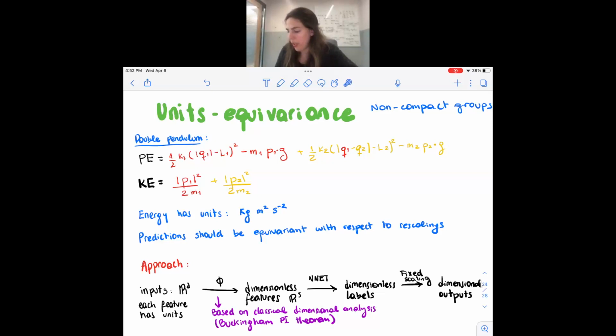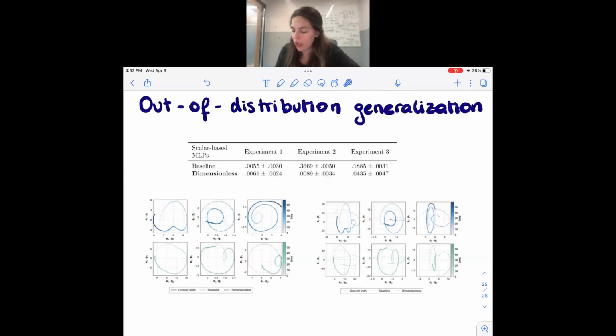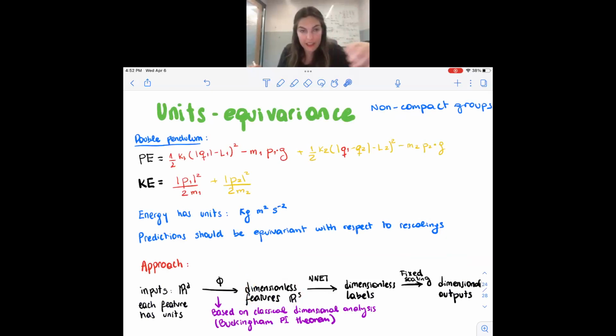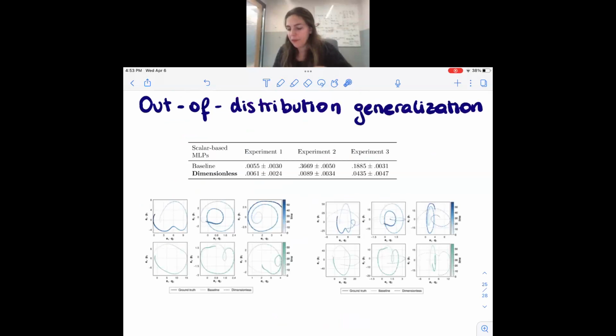we show that even though it may be a little hard to get good performance on these dimensionless features, because dividing things can make it hard to work with in terms of numerical instability, and if things get close to zero then you should not divide them, what we obtain is that it performs really well in out-of-distribution generalization.